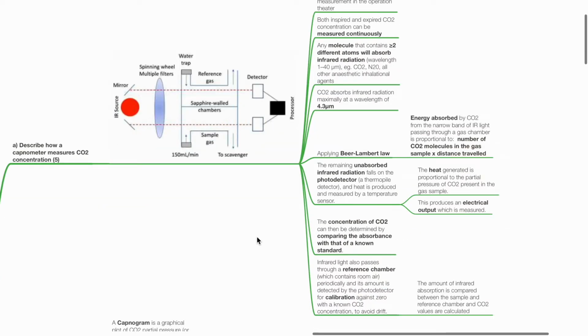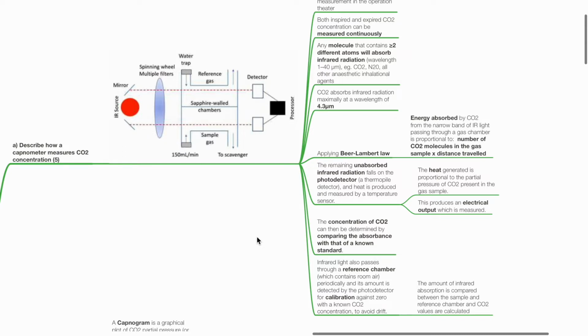Applying Beer-Lambert law, energy absorbed by CO2 from the narrow band of infrared light passing through a gas chamber is proportional to the number of CO2 molecules in the gas sample times the distance traveled. The remaining unabsorbed infrared radiation falls on the photodetector, which is a thermopile detector, and heat is produced and measured by a temperature sensor.